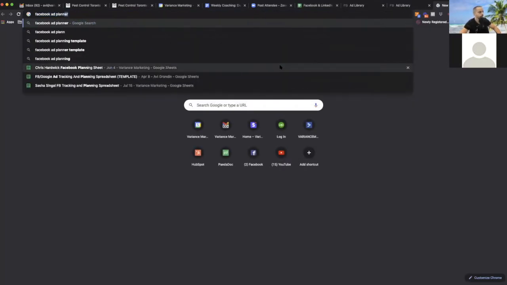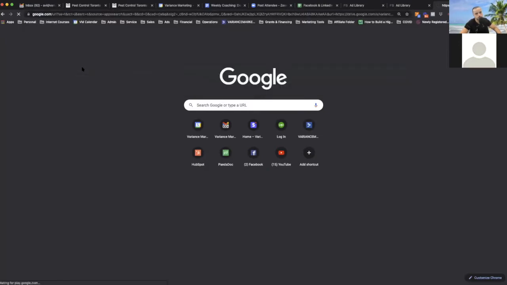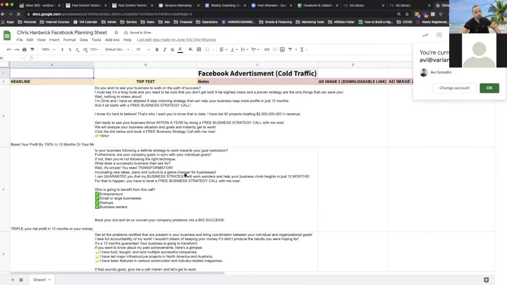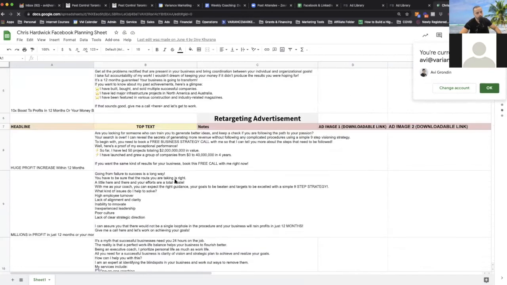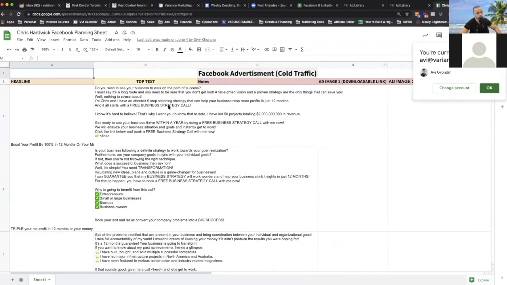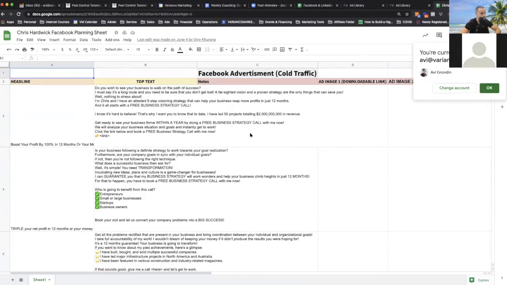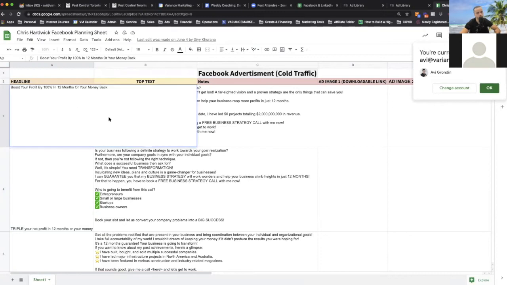Let me show you an example. I'll just pull up a random client. Let's see if this has any data in it. Okay, so this is what we would do. We would plan out the copy from a cold traffic perspective, and as well from a retargeting perspective. You know the difference between cold traffic and retargeting, right, Adam? Yep, exactly. Okay, so you'd have your headlines planned in the first column. This guy's a coach, this guy does business coaching.